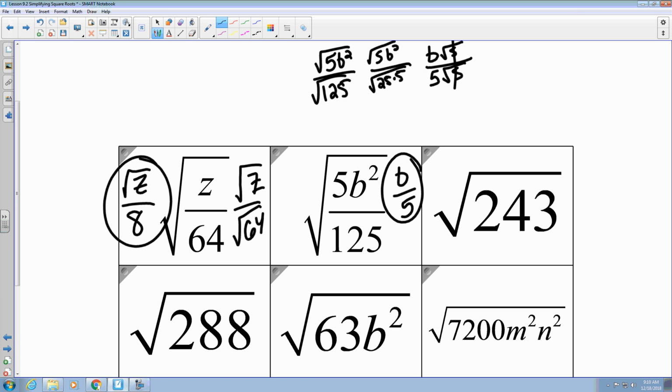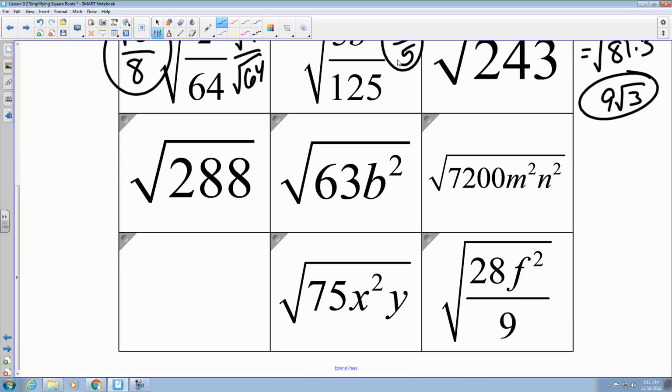Okay, 243, I believe, is not a perfect square number. It's not. I'm trying to find something that'll work. Okay, so I know that this is going to be the square root of 81 times 3. And the square root of 81 is 9, so this is going to be 9 times the square root of 3.